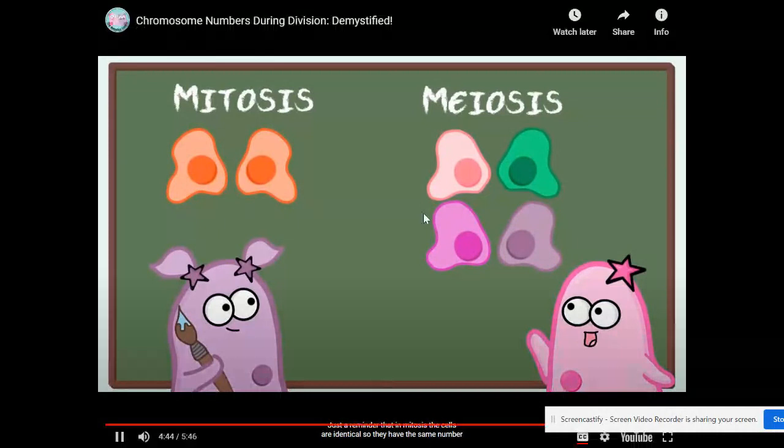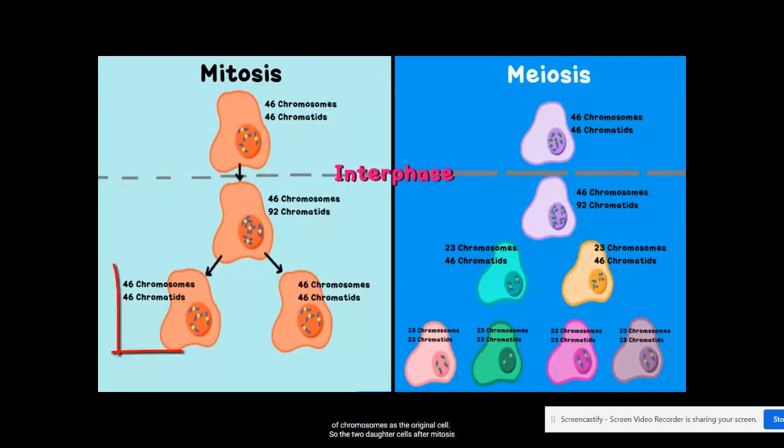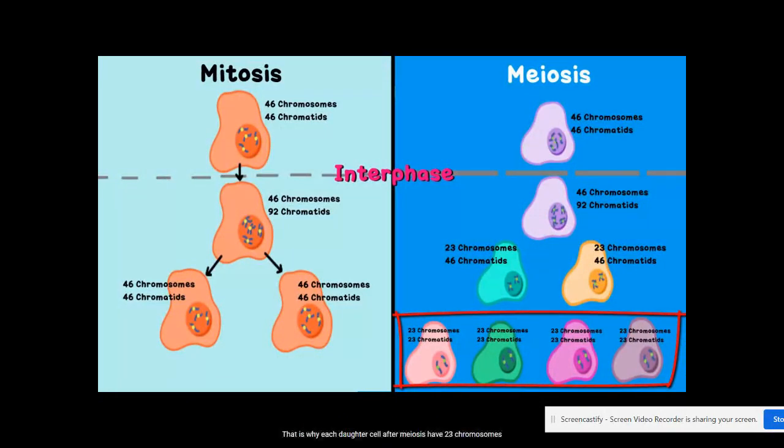Just a reminder that in mitosis, the resulting two cells are identical. So they have the same number of chromosomes as the original cell. So the two daughter cells after mitosis have 46 chromosomes and they're identical. But in meiosis, it's a reduction division. The four daughter cells have half the amount of chromosomes as the original cell. That's why each daughter cell after meiosis has 23 chromosomes.